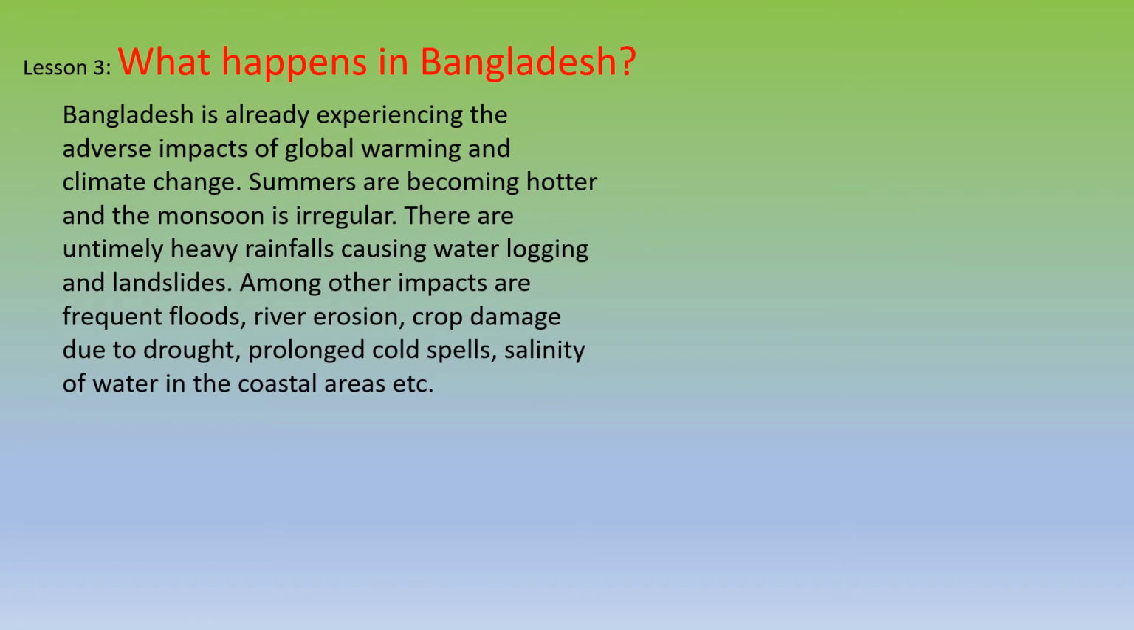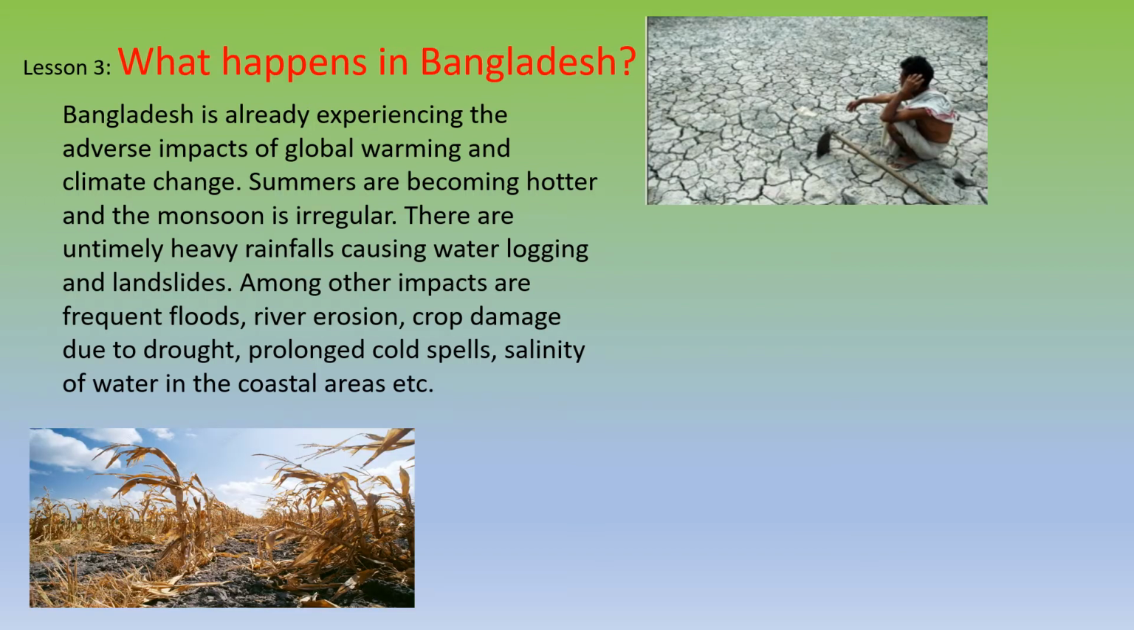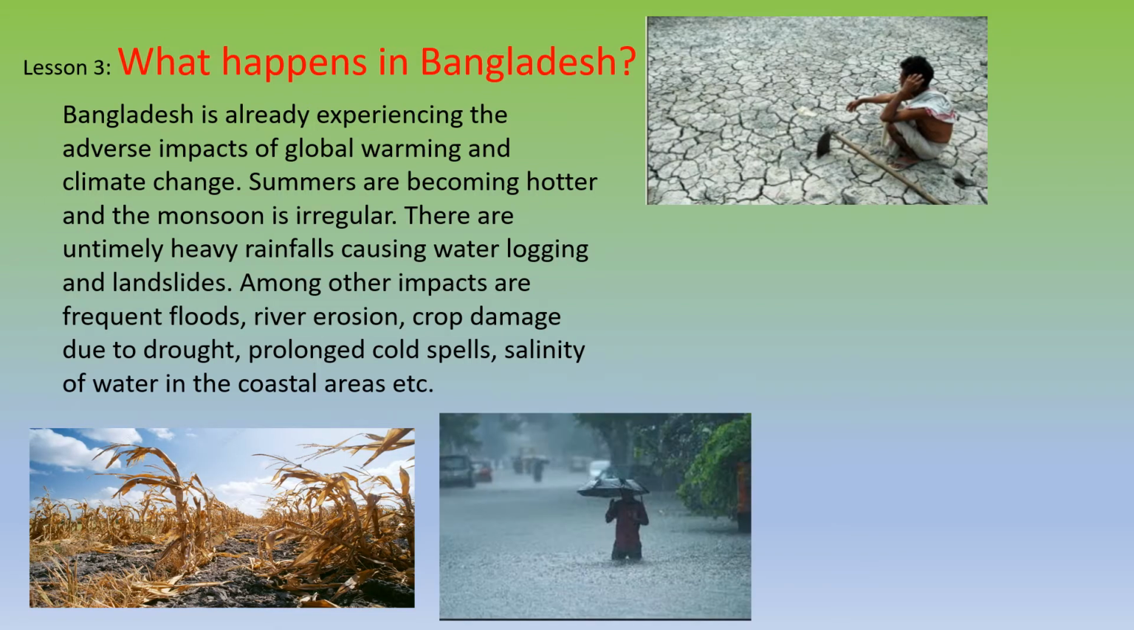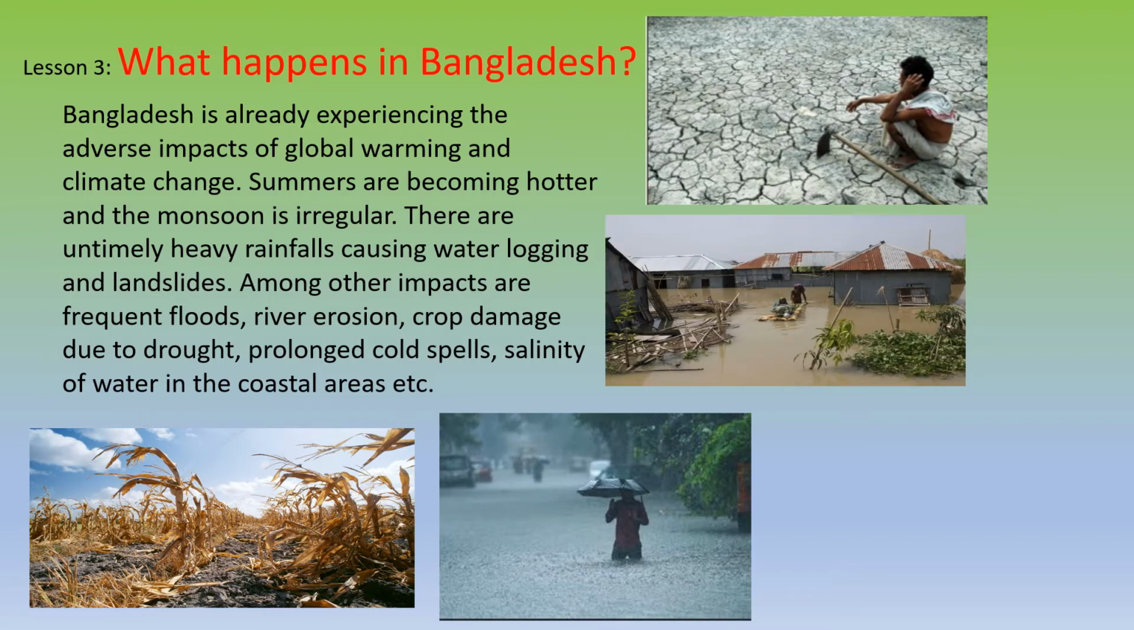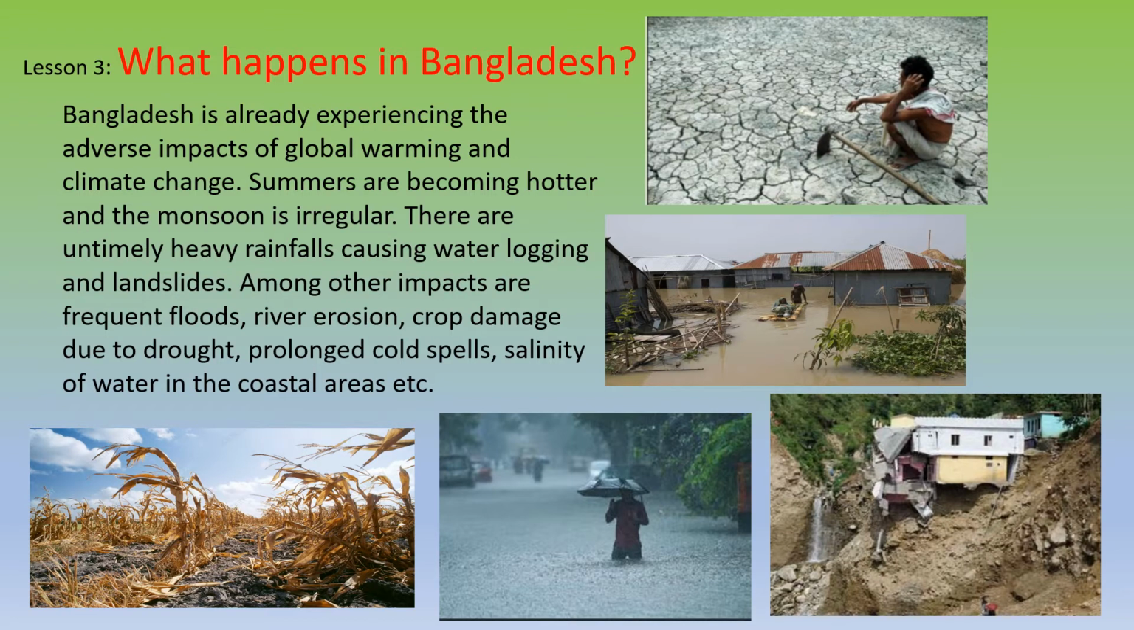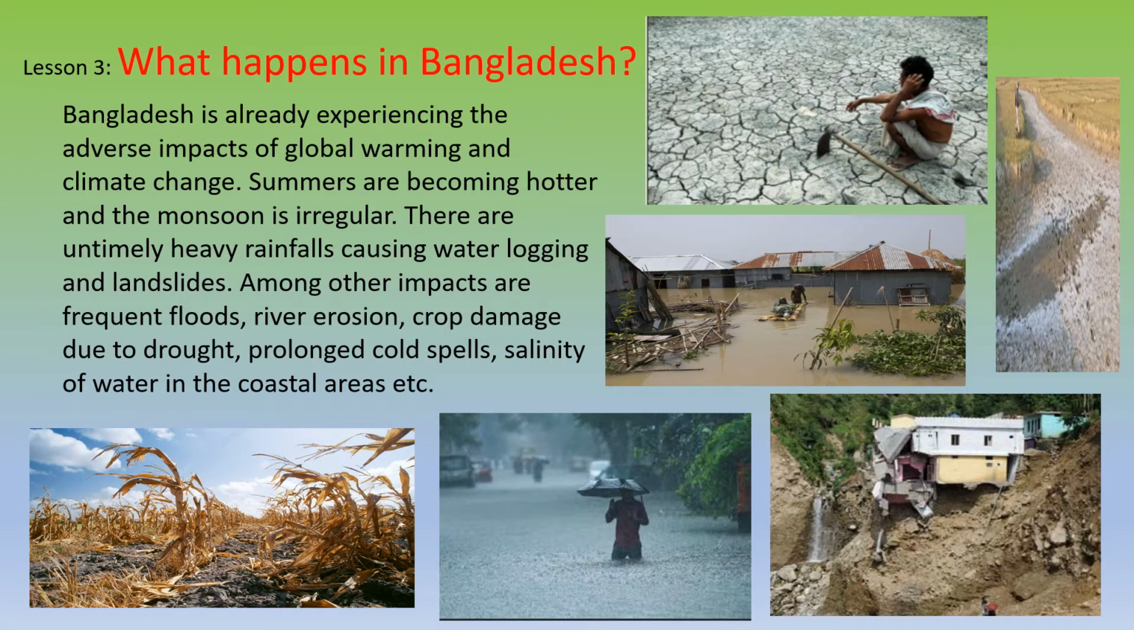Bangladesh is already experiencing the adverse impacts of global warming and climate change. Summers are becoming hotter and the monsoon is irregular. There are untimely heavy rainfalls causing waterlogging and landslides. Among other impacts are frequent floods, river erosion, crop damage due to drought, prolonged cold spells, salinity of water in the coastal areas, etc.